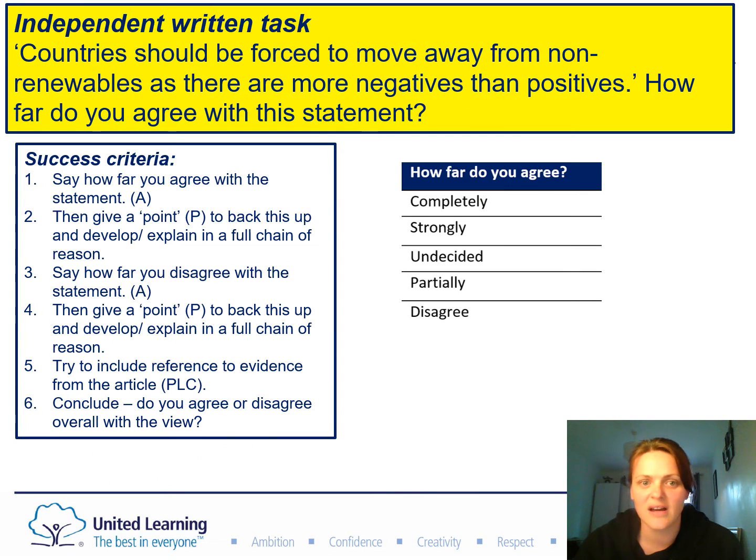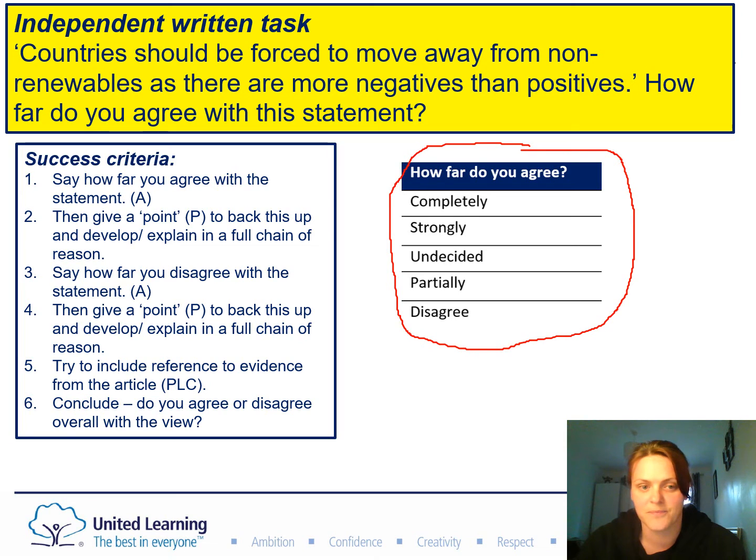All right, guys, so this is your last task now, and it's the most important one. So you've got to spend the most time on this, and it's got to be at least one side of A4 for your response. And I'd say at least 3 paragraphs if you can. So let's have a look at it. It says here, countries should be forced to move away from non-renewables as there are more negatives than positives. How far do you agree with this statement? So you've got to write now whether you agree with it or you disagree with it. You've got to use these terms here to say how far you agree or disagree. If you have a look at the success criteria, you need to say how far.